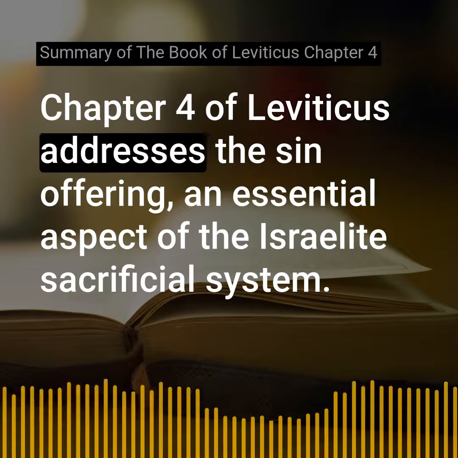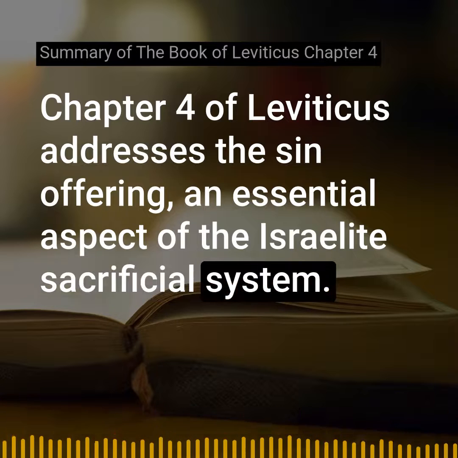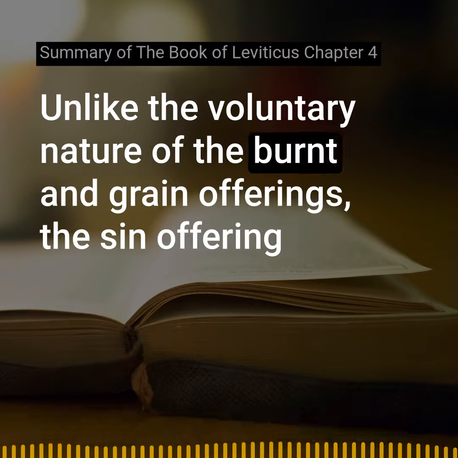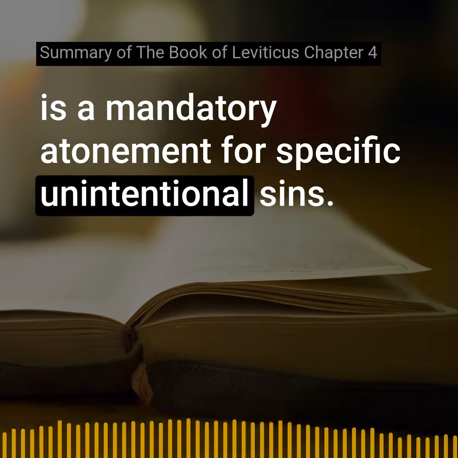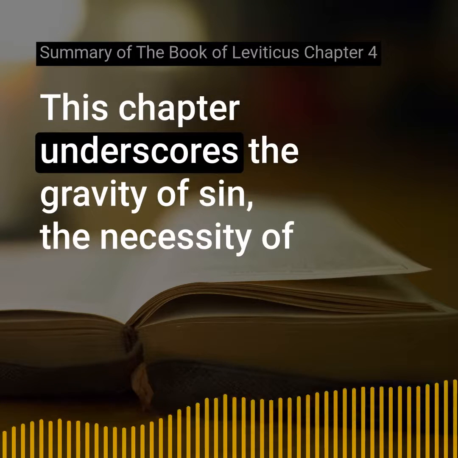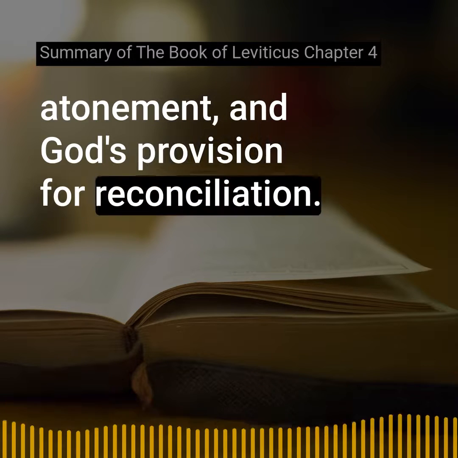Chapter 4 of Leviticus addresses the sin offering, an essential aspect of the Israelite sacrificial system. Unlike the voluntary nature of the burnt and grain offerings, the sin offering is a mandatory atonement for specific unintentional sins. This chapter underscores the gravity of sin, the necessity of atonement, and God's provision for reconciliation.